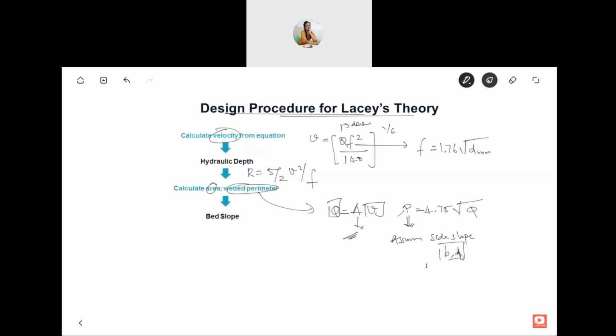So now the only thing left to find out is bed slope. For bed slope, he has given a formula S equal to F power 5 by 3 divided by, so F you know is the silt factor and Q is the discharge. From this you can calculate the bed slope.